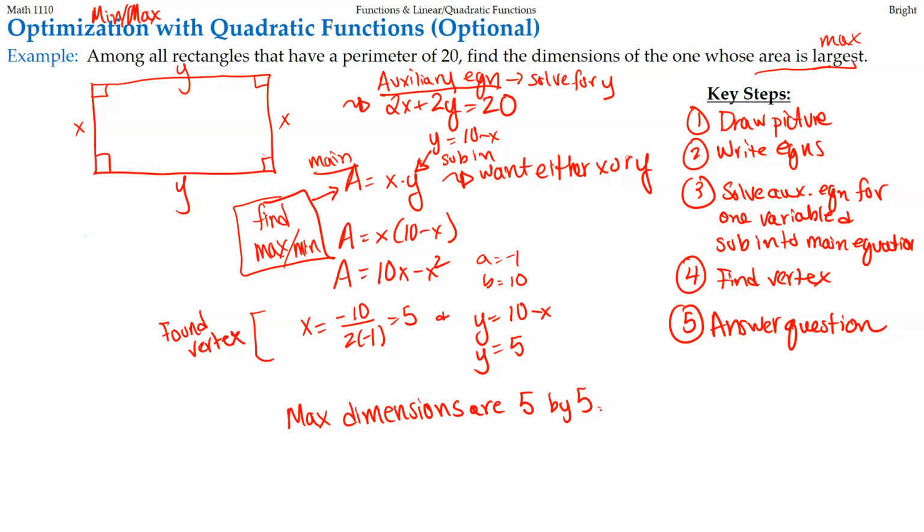Generally when we approach optimization problems associated with minimums and maximums, this is the sort of process that we go through. The only caveat is this problem did not ask for the maximum area. If we wanted that, we could say max area is A equal to 10 times 5 minus 5 squared, which is 50 minus 25, which is 25.